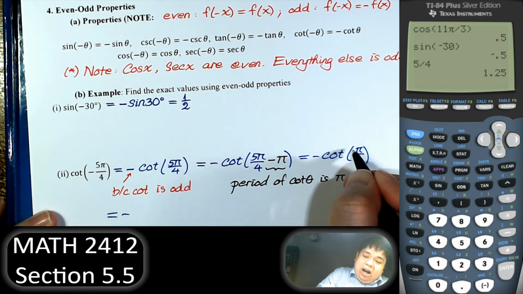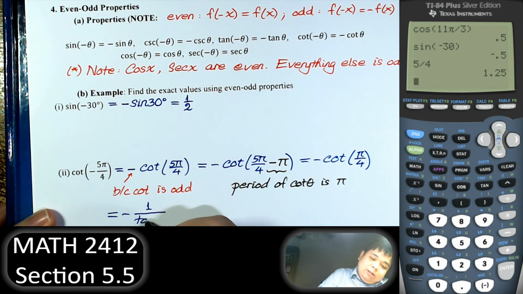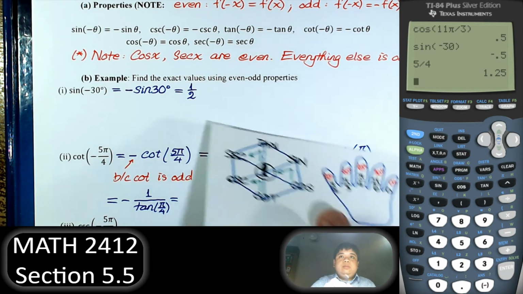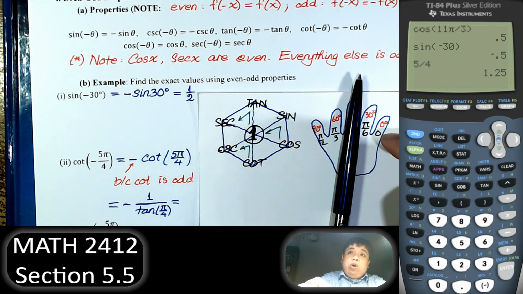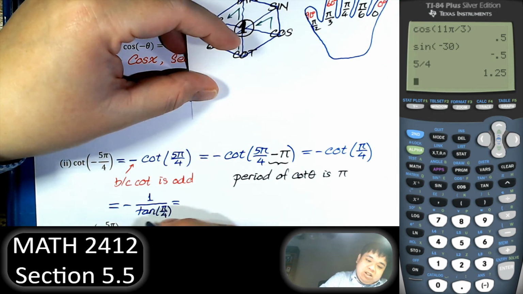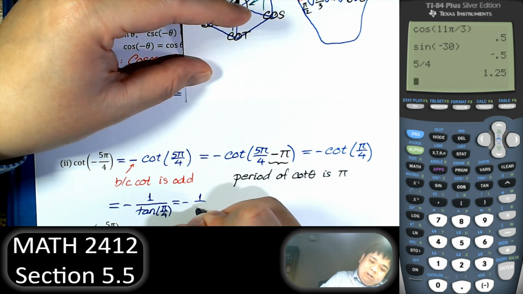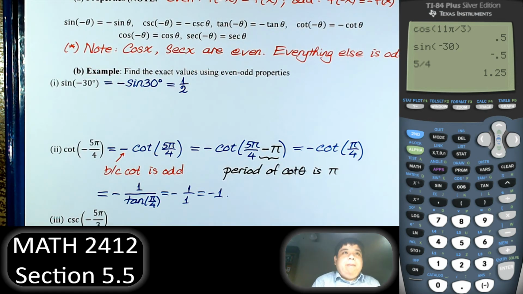So we have a negative. Our cotangent is 1 over tangent. And for pi over 4, tangent is the square root of the number of fingers on the right divided by the square root of the number of fingers on the left. Square root of 2 over square root of 2 is 1. So tangent of pi over 4 is 1, right? So that's what we can do.